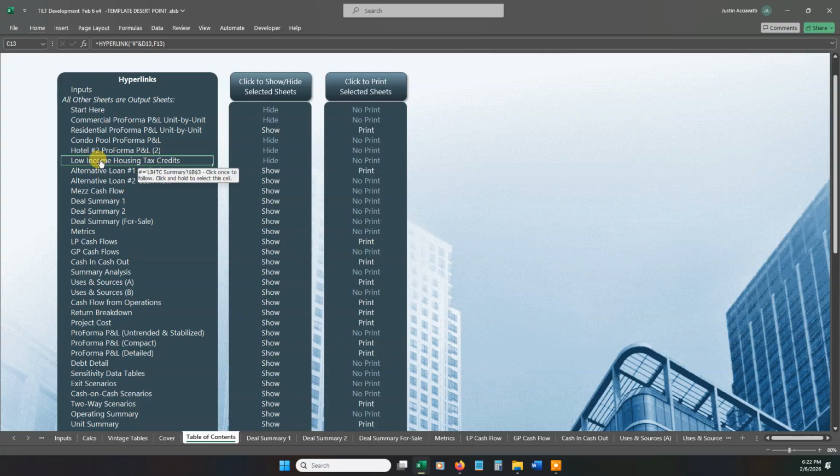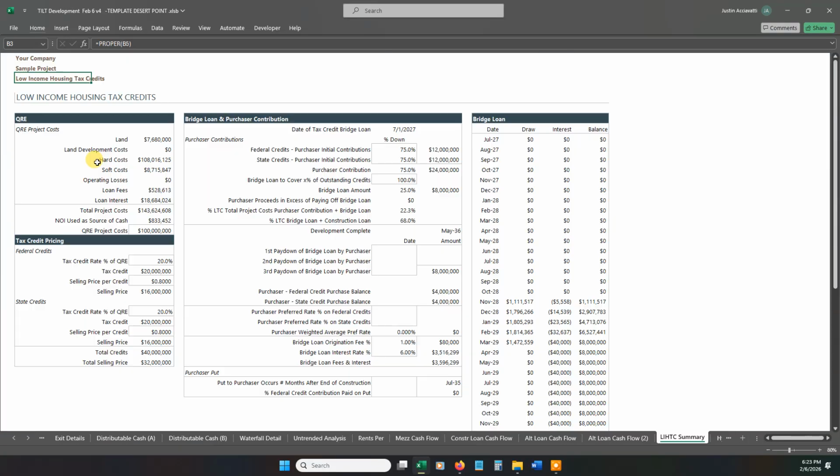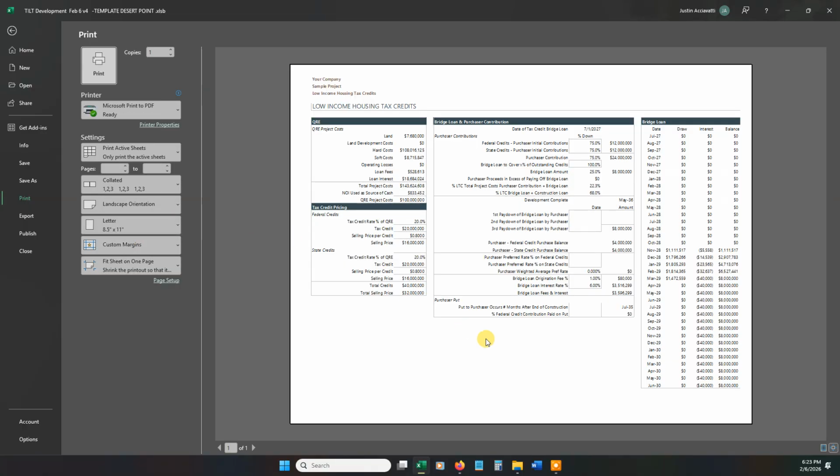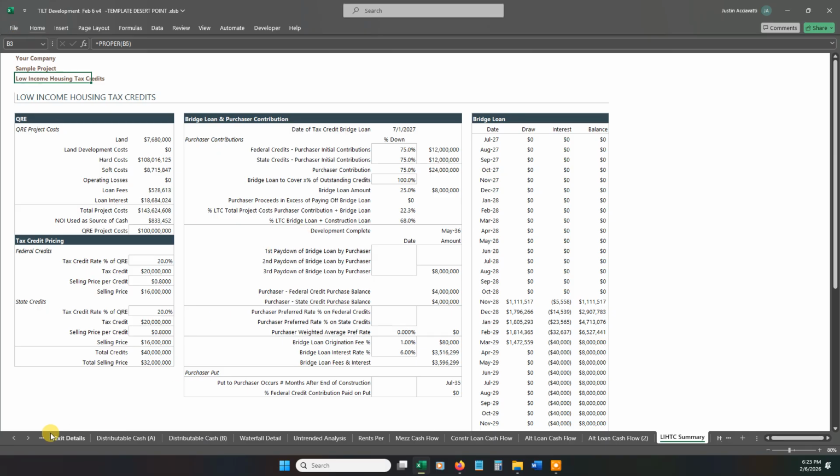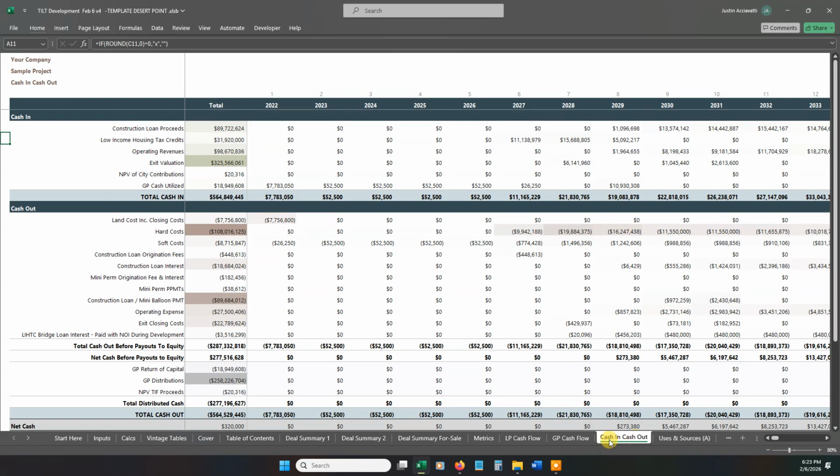I can click the hyperlink to my low-income housing tax credit sheet. This is just a report that prints out the inputs that we used. You see it's all set up for printing. And furthermore, in our other sheets, like take, for example, my cash in, cash out sheet, we see low-income housing tax credits as a source of cash in.